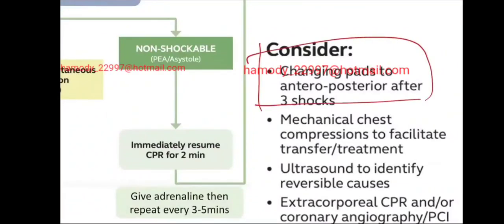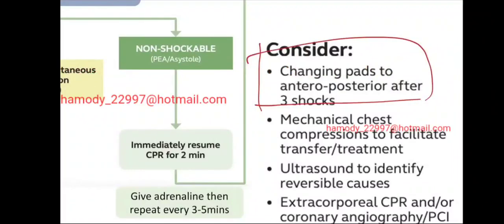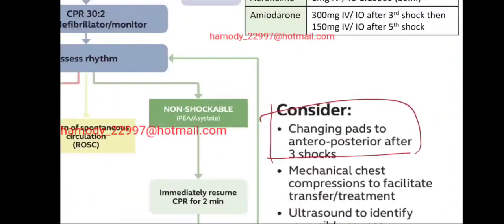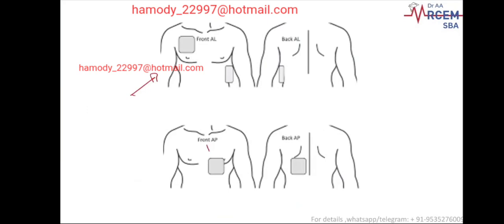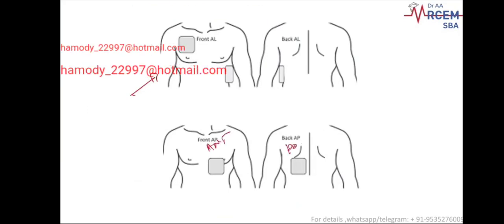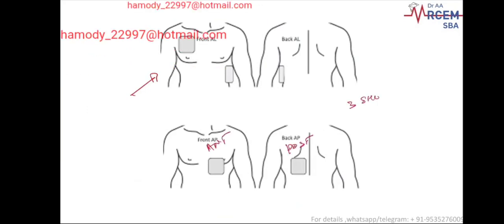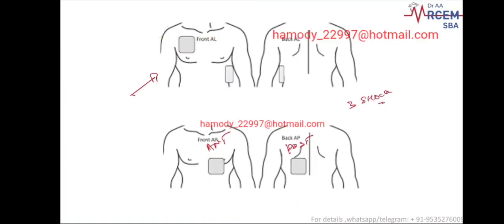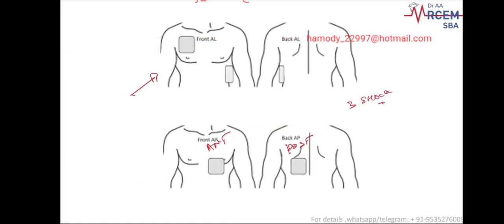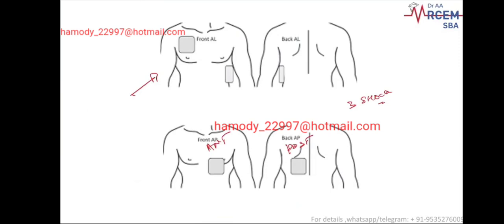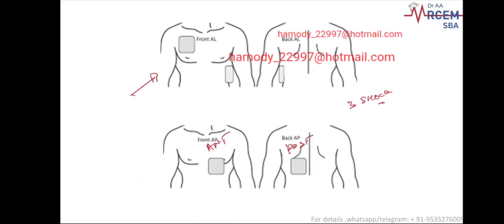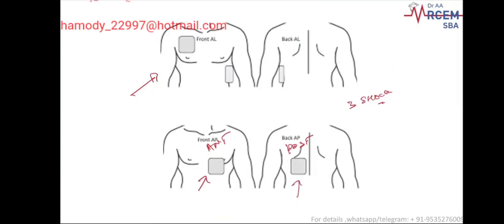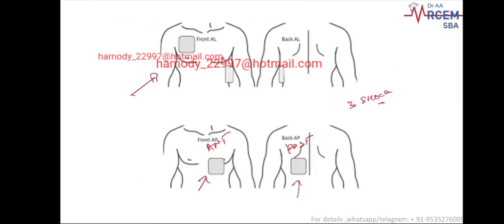Change the pads to the AP position, that is the anterior-posterior position, after 3 shocks. Usually we place the pads in this position, but they want you to change to the anterior-posterior position after 3 shocks. Basically it means the positioning you are using might not be delivering adequate shock in a shockable rhythm. That's why, if 3 shocks have failed, for the fourth shock change to the anterior-posterior position. This is the latest recommendation you need to be aware of.